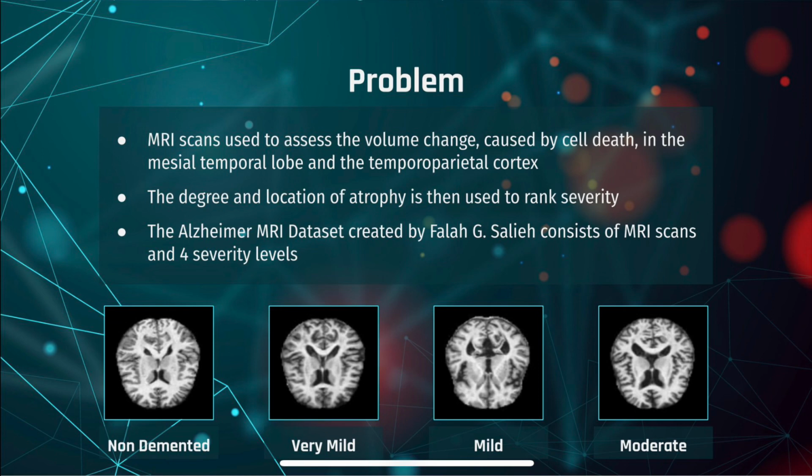The primary way to detect Alzheimer's disease is through the use of MRI scans. These scans are used to assess the volume change caused by cell death in the mesiotemporal lobe and the temporoparietal cortex. Through the use of image recognition, we believe it is possible to use machine learning to detect whether a person has Alzheimer's or not and to what severity they have it.